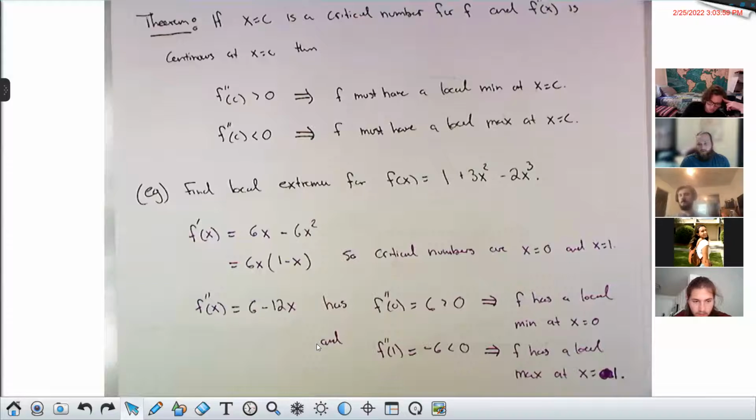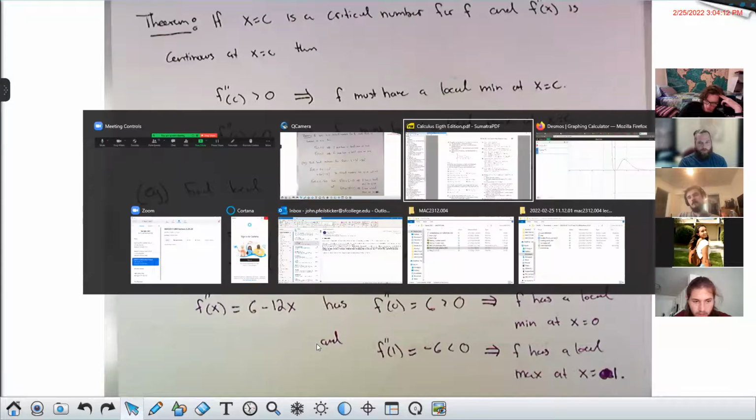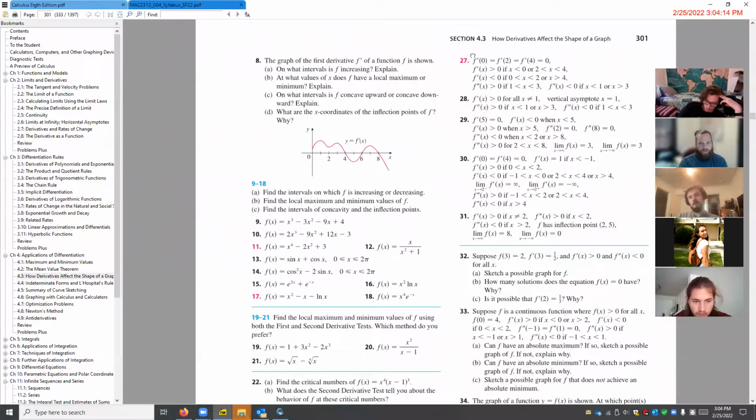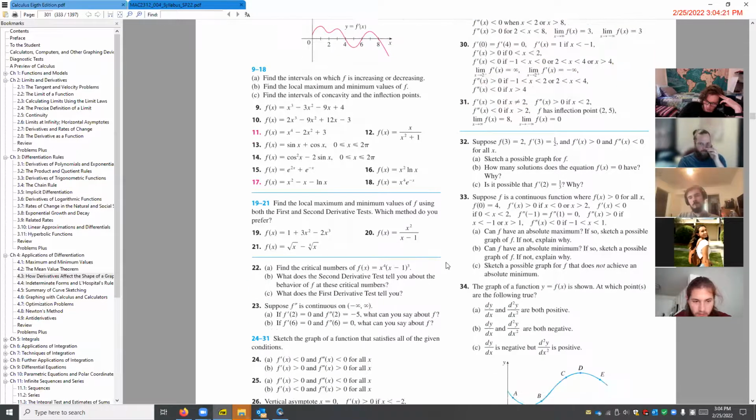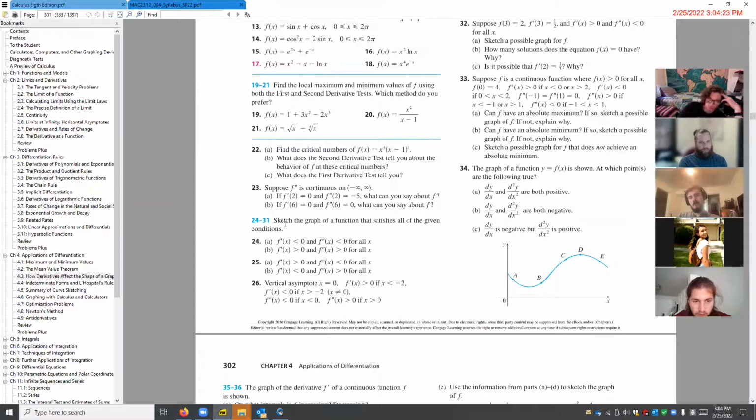If you are looking for intervals of increase and decrease in addition to local extrema, then don't waste time taking the second derivative. Just build your number line for f prime. These are also good sources of kind of fun concept questions. So if we look in the textbook at stuff like these, 27 through 31, this sort of stuff, they say sketch the graph of a function that satisfies the following conditions. These require comfort with the second derivative test.